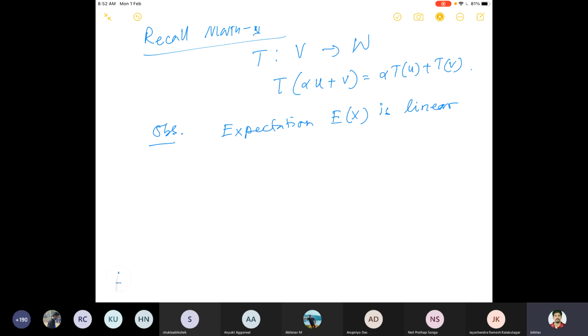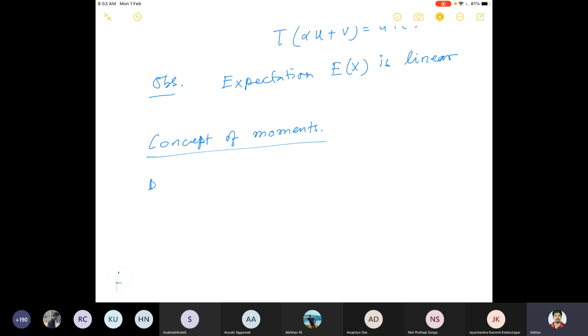Now we'll define some more parameters or some more numbers, some new concepts, to get an insight about the data points, okay? So the next concept is the concept of moment. You can assume, and we'll discuss this, that moment is a generalized concept of expectation in some way. So there's something called moment or moments of a random variable. And this is how it's defined.